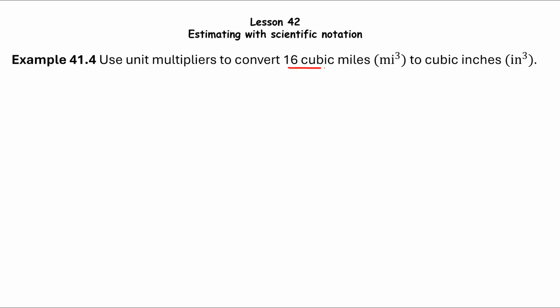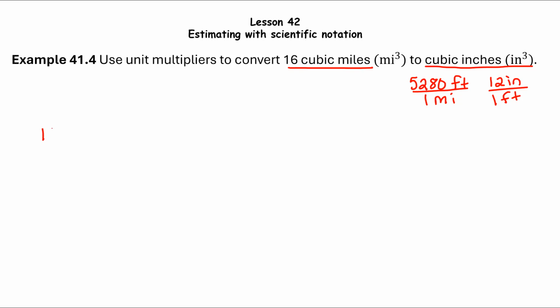So we've got 16 cubic miles, and we're trying to change that to cubic inches. To get from miles to inches, we're going to have to use two unit multipliers because we don't have a unit multiplier for inches and miles. So we have to go to feet first because we know that there are 5,280 feet in 1 mile. And we know that there are 12 inches in 1 foot. So we have to use both of these to do this conversion.